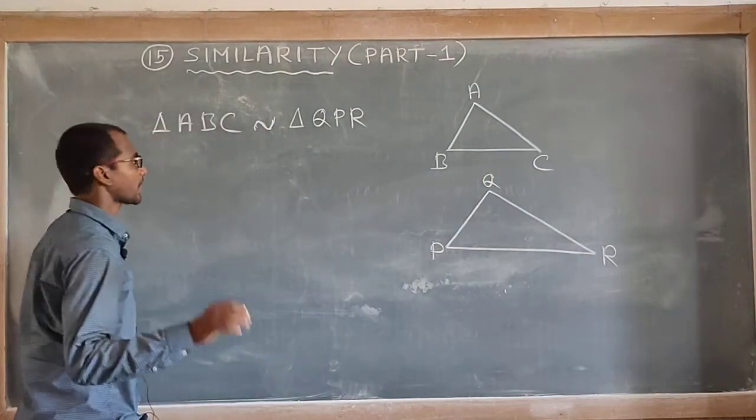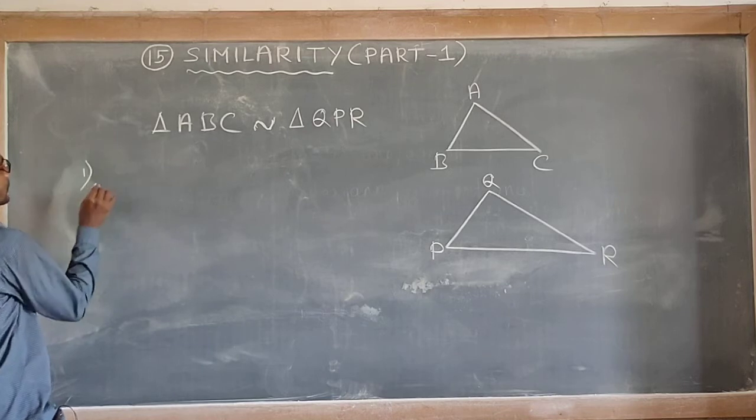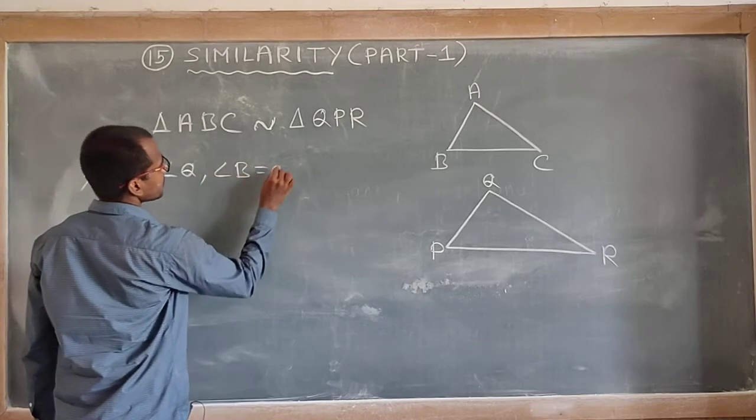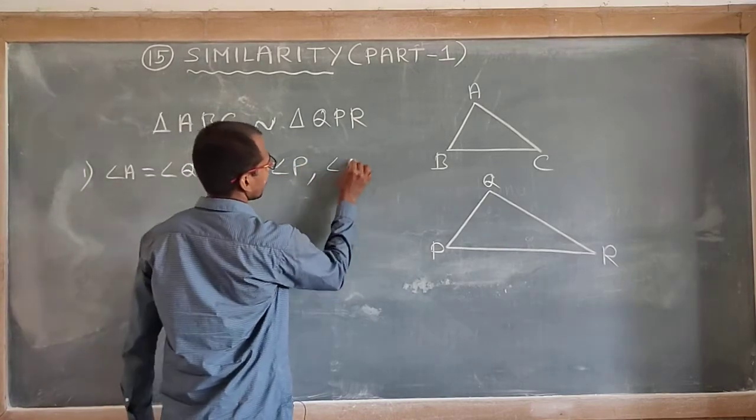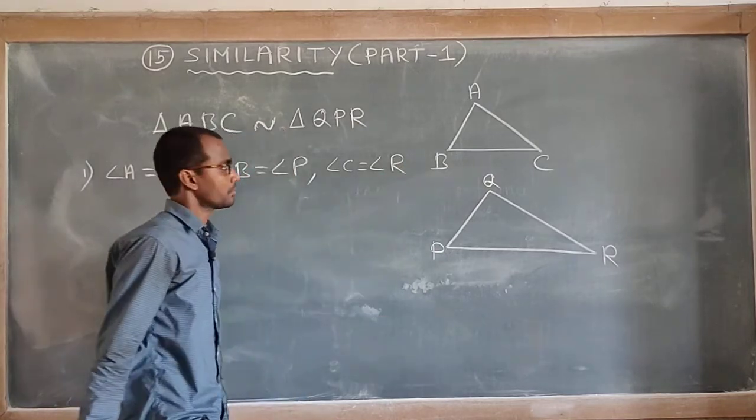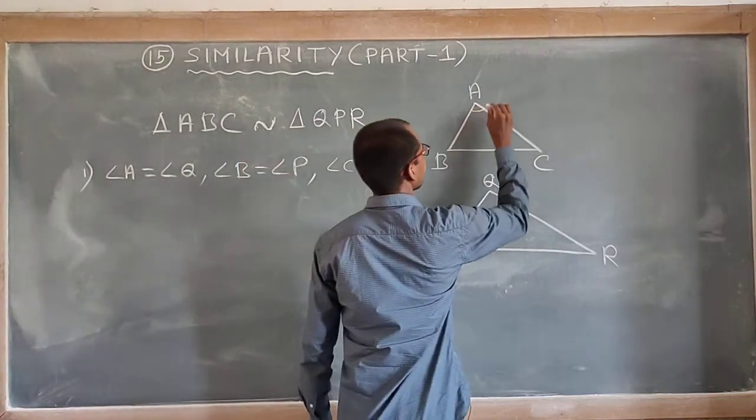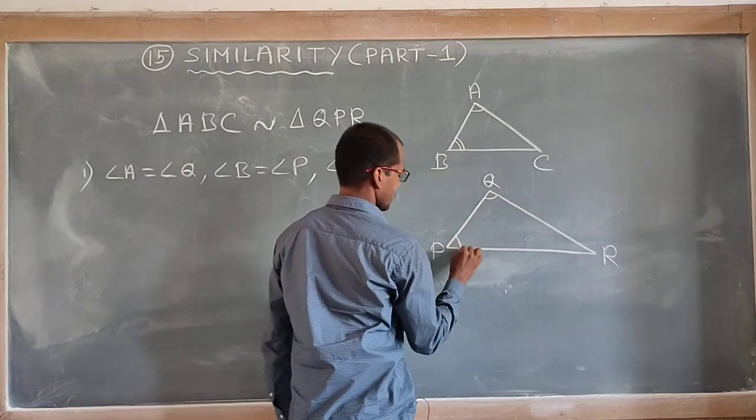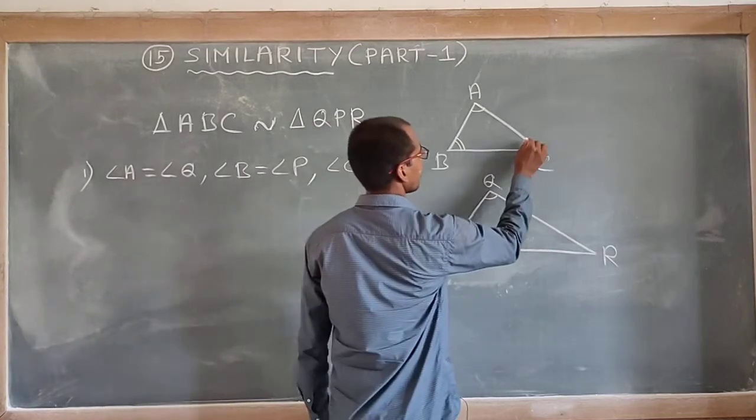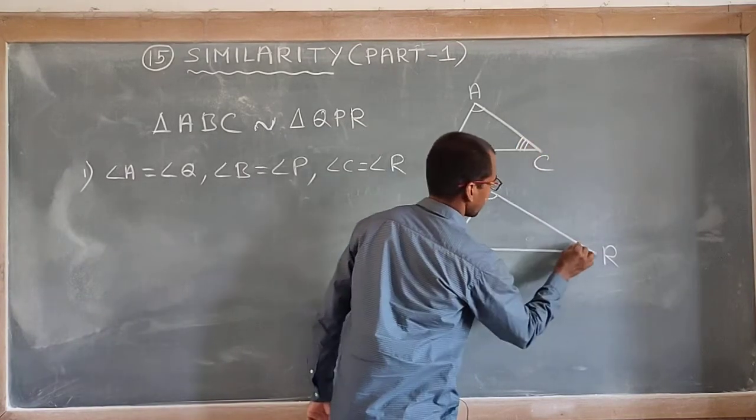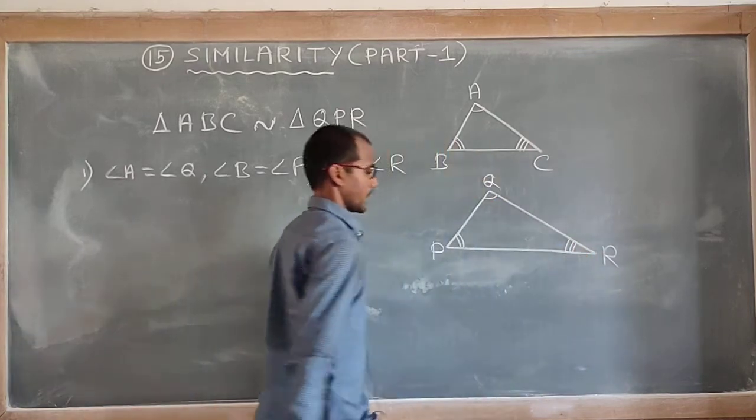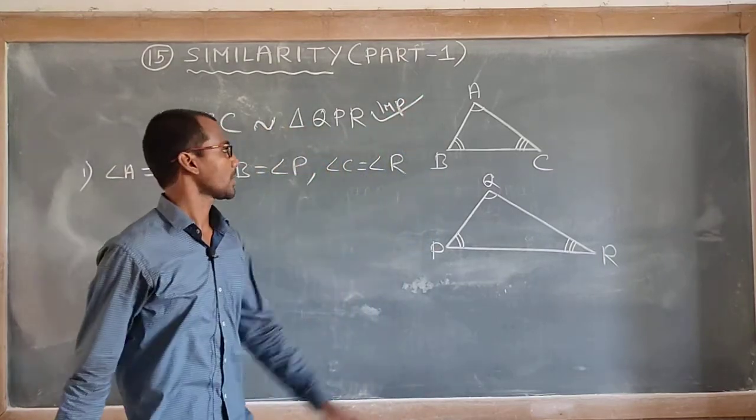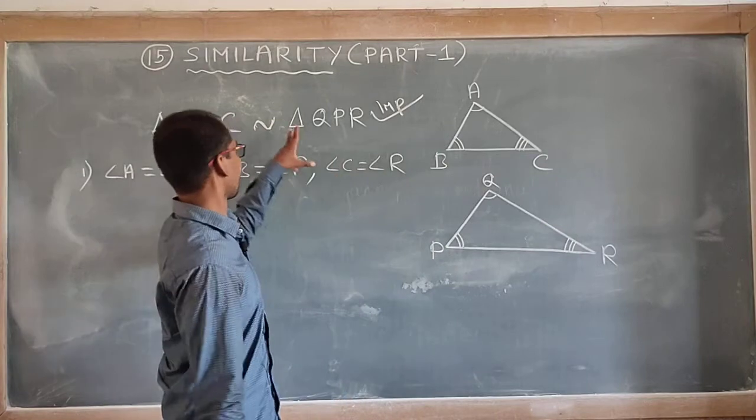So first point was corresponding angles are equal. So we can get first point. Angle A is equal to angle Q. Angle B is equal to angle P. Angle C is equal to angle R. Means this angle is equal to this angle. This angle is equal to this angle. And this angle is equal to this angle. You have to follow this order. This order is very important. Randomly you cannot say angle A equal angle R. You have to follow this order.